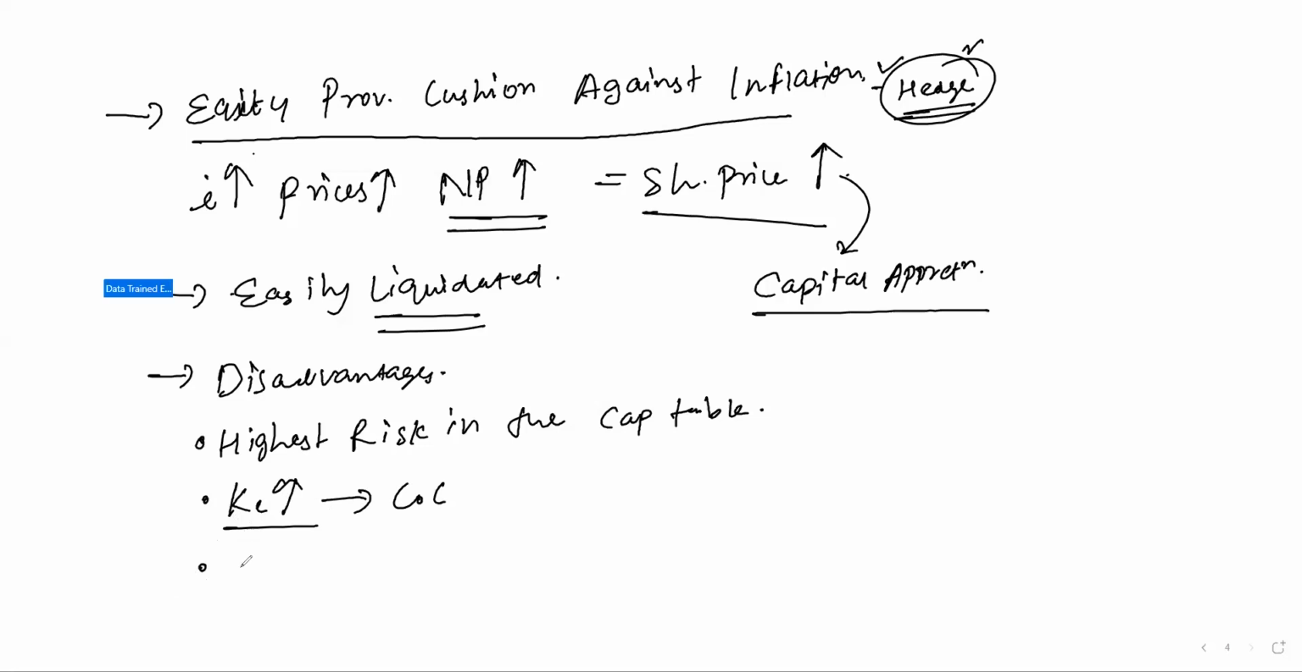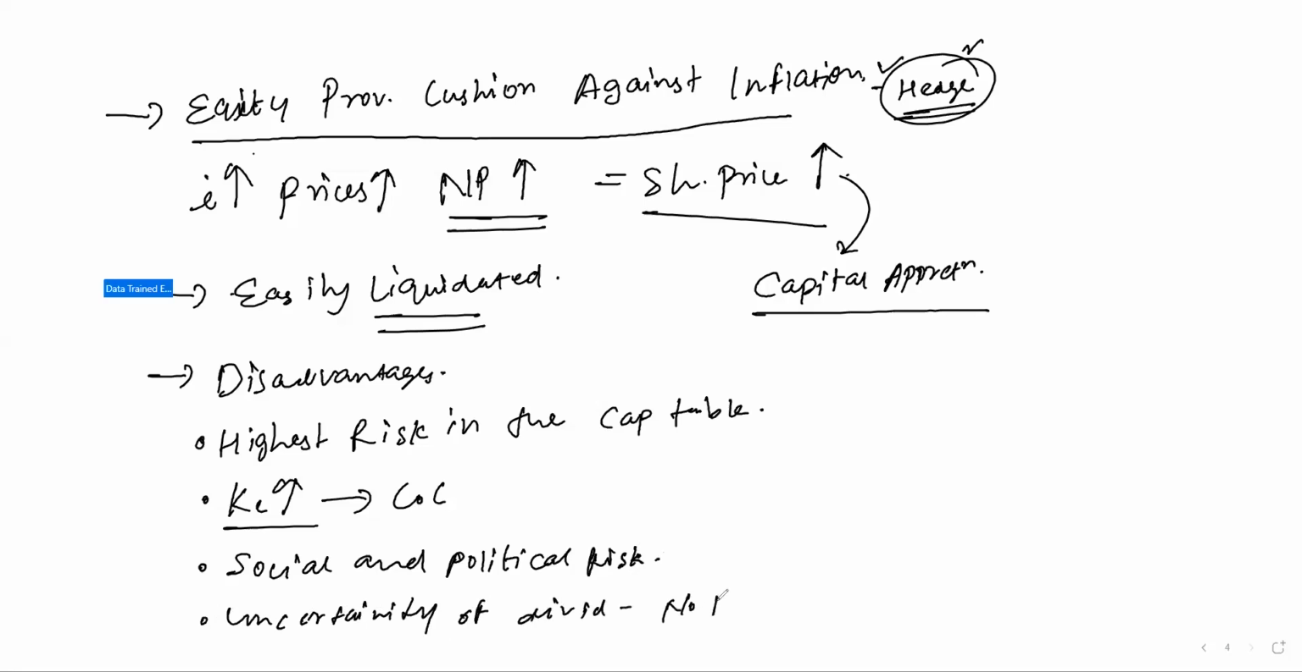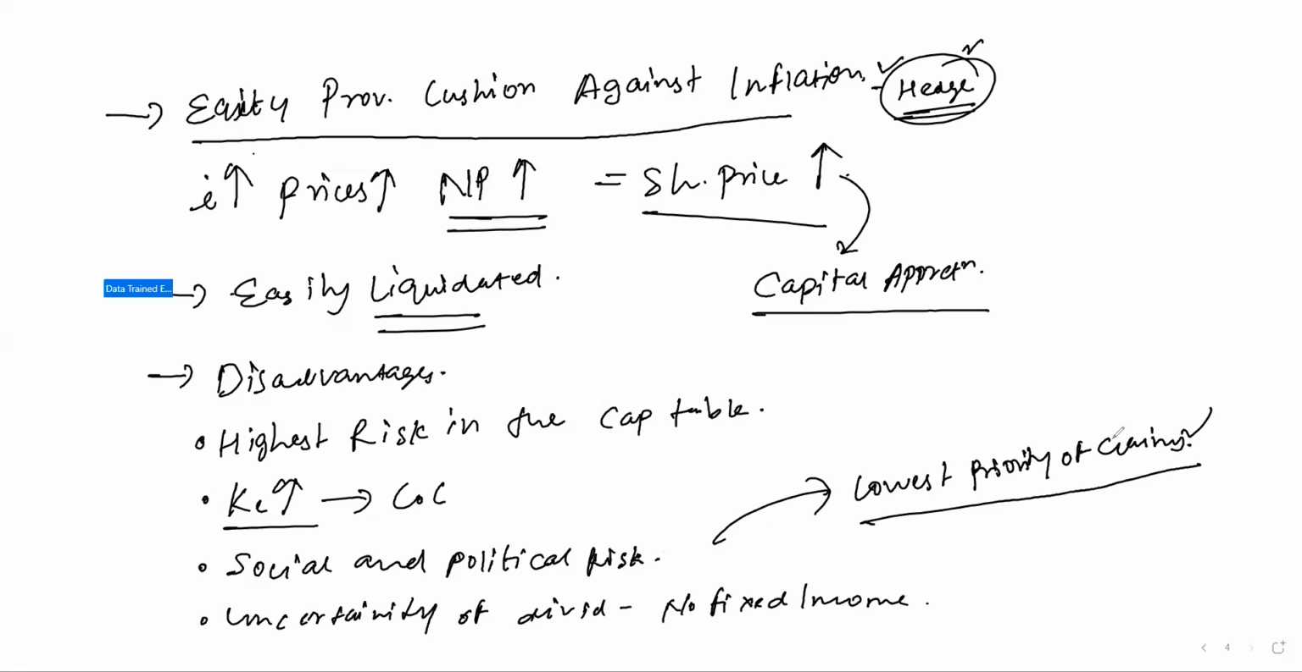An equity investor is always exposed to social and political risk. The best example is recently when the election results were announced, you might have seen that all of your portfolios were in red. Yes, that is one case. And then uncertainty of dividends. Basically, no fixed income like preference shareholders or debt holders. And finally, the lowest priority of claims. So at times of liquidation, equity holders would be the last ones to be paid off.